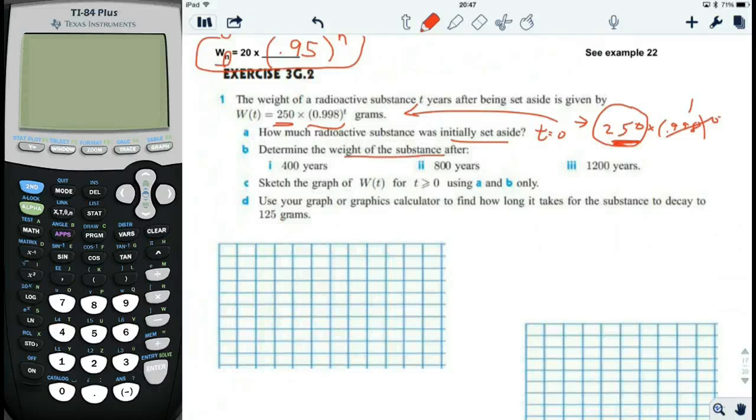Determine the weight of the substance after 400 years. Okay, so that would mean we put in 400 for t there. So, for example, you would have 250 times 0.998 to the 400. Okay, and we'll do that on the calculator in a second.